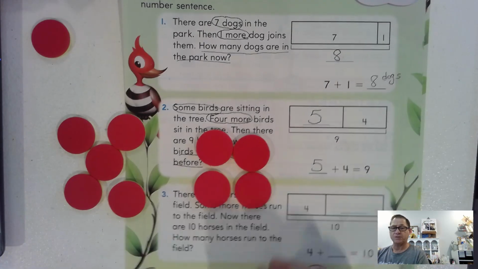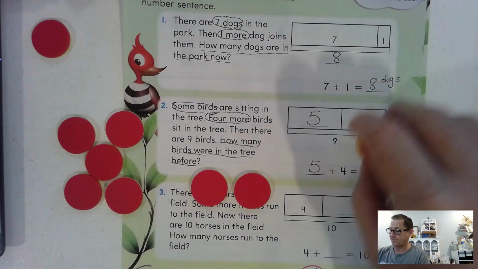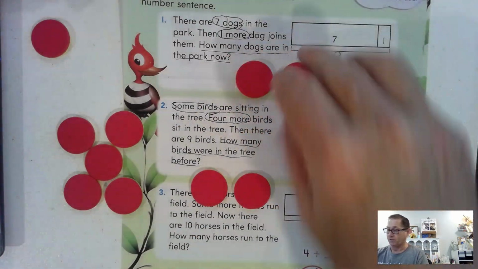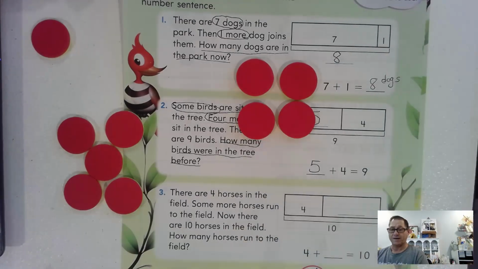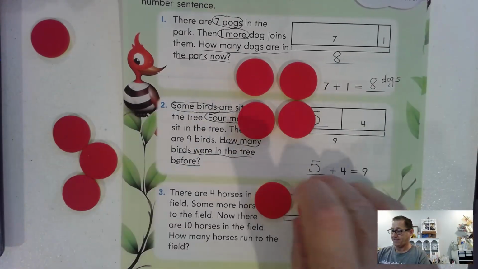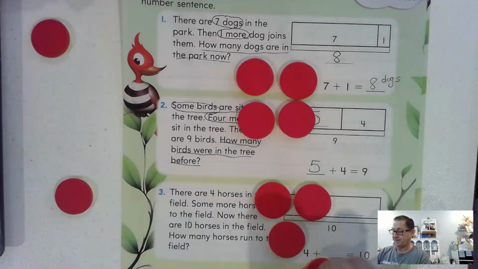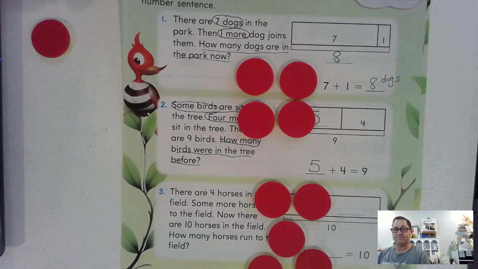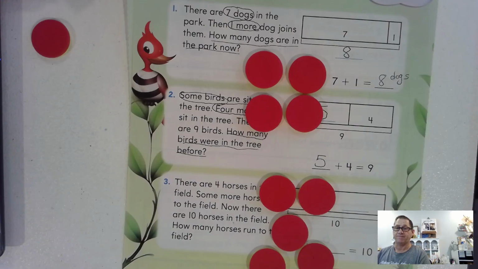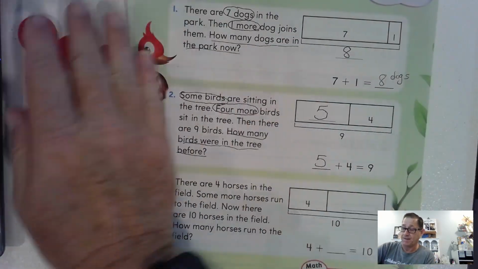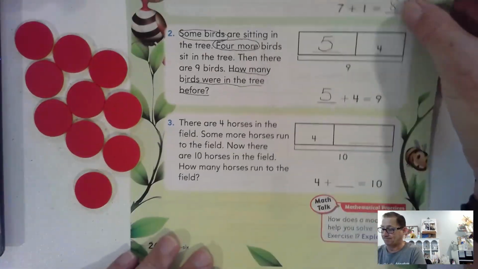Okay, now I told you that we could count on, right? They told us 4, right? 1, 2, 3, 4. 4 plus what is 9? 4, 5, 6, 7, 8, 9. Okay. So 4 plus 5, or 5 plus 4. All right, let's try another one.